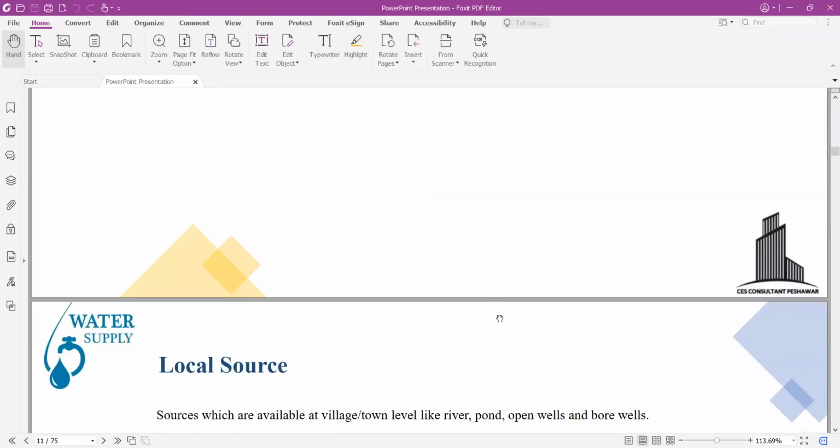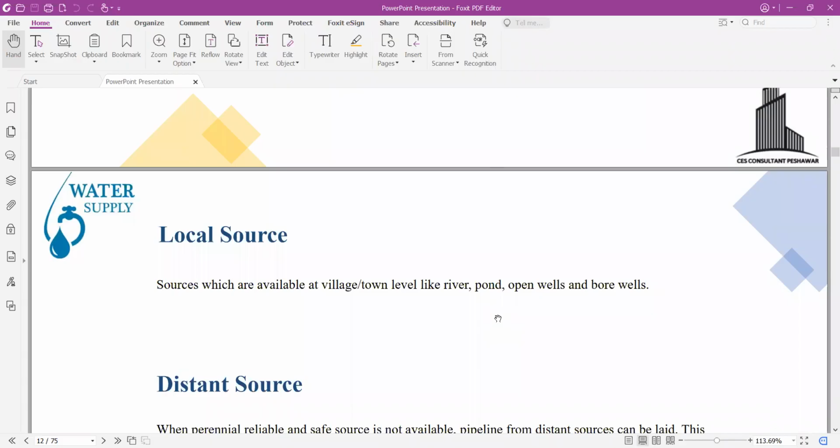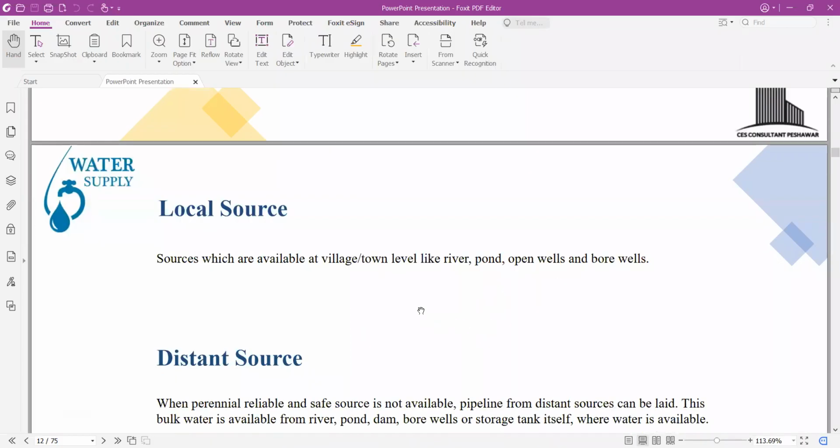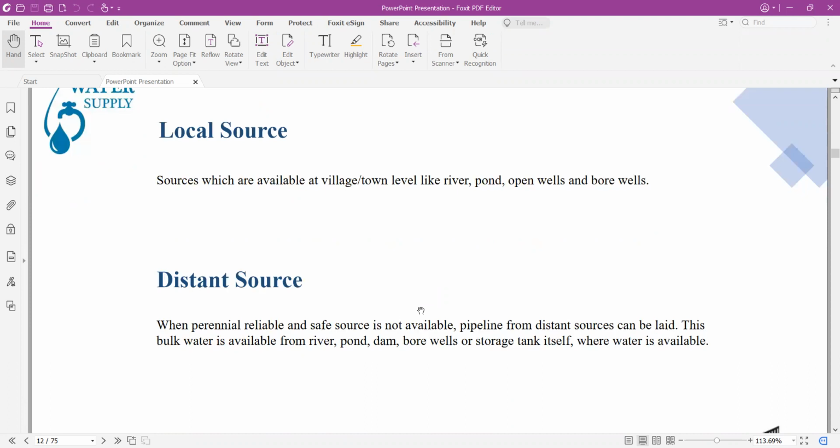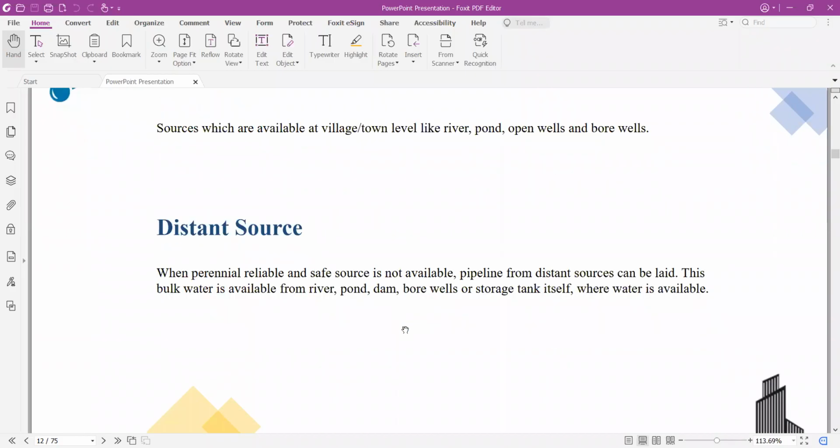Classification of source based on the availability. So mostly when the source is available in the vicinity of any community or society or village, we call that source a local source. If the source is about 1 kilometer or 2 kilometers far away from the community or society, then we call it a distant source.